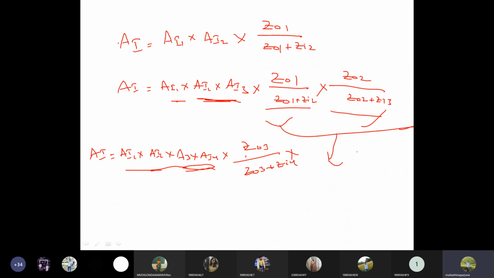Okay, so this is about the gain. Now let us come to bandwidth, the effect of cascading on bandwidth, we'll see. These are the effects of the cascading on gains. Now we'll move to the bandwidth.